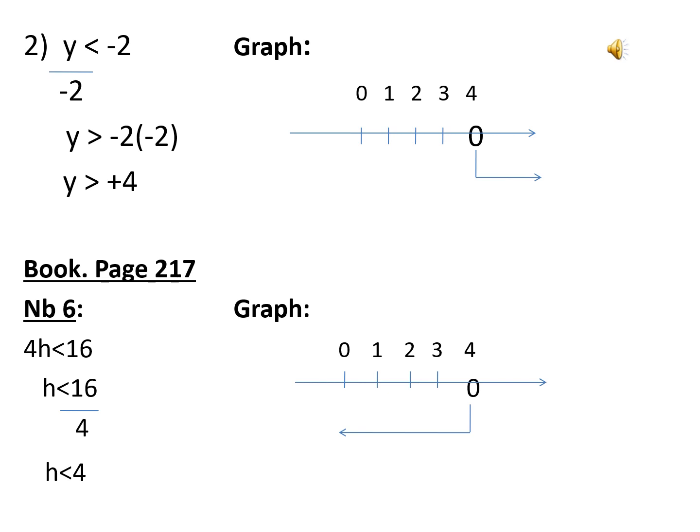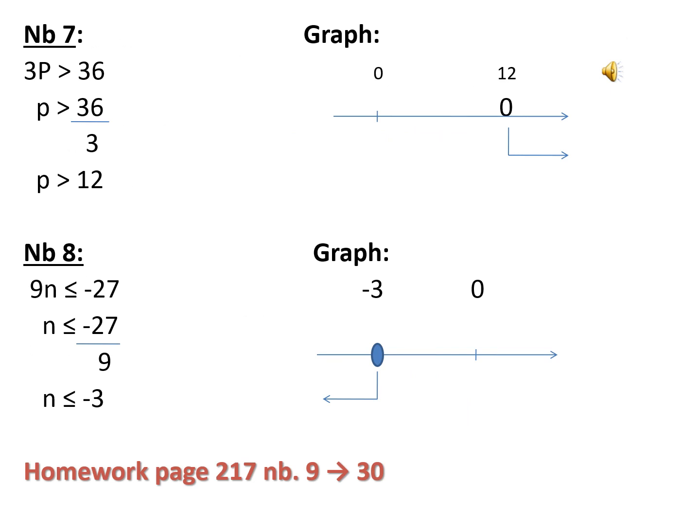Now, please open your books, page 217. Number 6. 4h less than 16. The operation used is multiplication. The inverse operation is division, so I'm going to divide 16 by 4. h is less than 16 over 4. h is less than 4. To graph the solution, we start with an open circle at 4 and we draw an arrow going to the left.